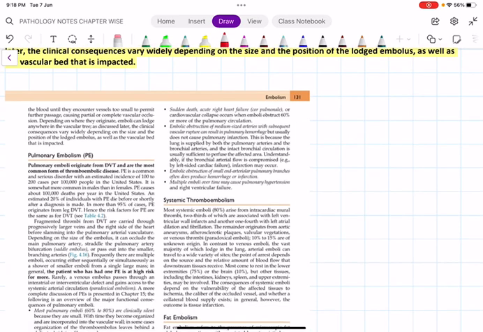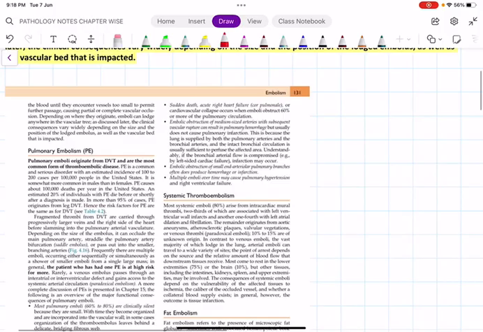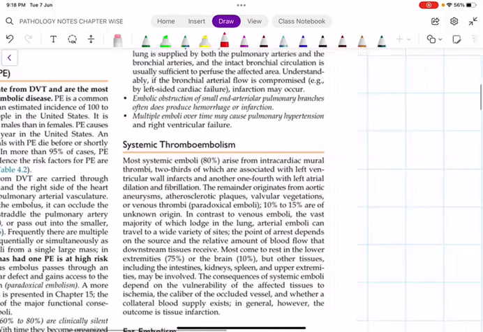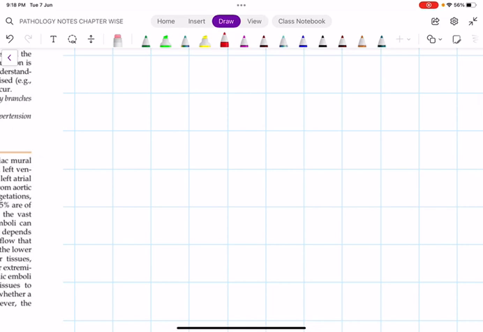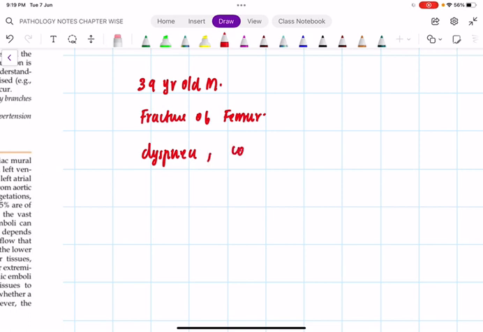Once this is done, let us study pulmonary embolism. As far as pulmonary embolism is concerned, remember, they will give a case scenario. A 39-year-old male. This 39-year-old male had a fracture of femur. As a result of the fracture of the femur, immediately the patient developed dyspnea, that means breathlessness. Then he collapsed. He died.